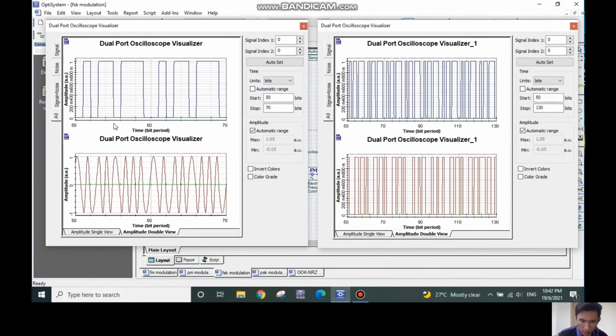So here is the pulse input, and this is the modulated signal of FSK modulation. And here is the comparison between the message signal, the input signal, and the demodulated signal. So as we can see here, the message signal and demodulated signal are also almost similar, but the demodulated signal output is shifted. So we can conclude that the modulation is also a success.